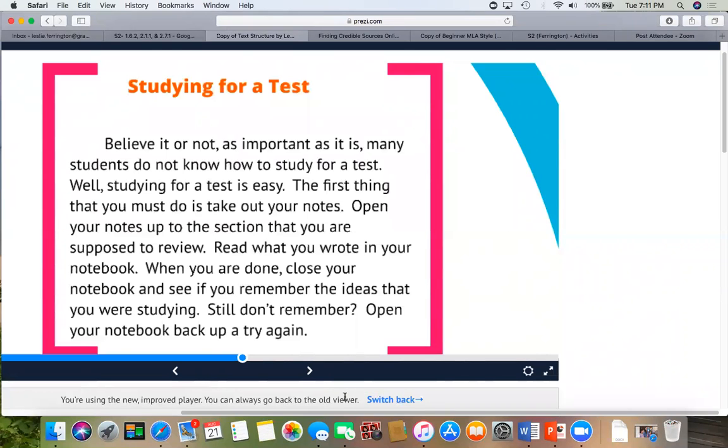Or no, open your notebook back up and try again. Good, this one is sequence. So sequence or process. It's giving you like a specific order of how to do something.